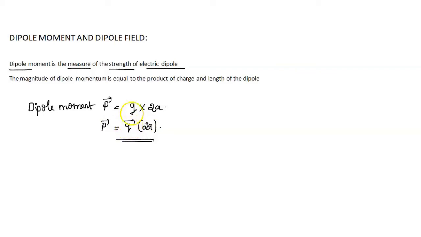Then the direction of P, that is the dipole moment, is along the dipole axis. That is, if we consider minus q and plus q, then the dipole moment direction is along the dipole axis from minus q to plus q, and the SI unit is coulomb, that is charge, times meter, the distance 2a. So this is the SI unit of dipole moment. Next, moving on to dipole field, the electric field produced by an electric dipole is called dipole field.